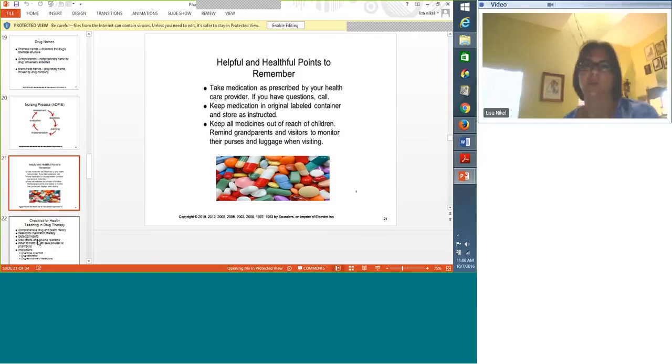These are general, helpful points to remember that we teach our clients: take medications as prescribed. If they have questions, they need to reach out and call their provider. Keep medication in an original labeled container and store as instructed. A lot of times clients don't want to carry around multiple pill bottles, so they dump all their pills into one bottle, and then they're really not sure what's going on. Keep all medicines out of reach of children and pets, for that matter.